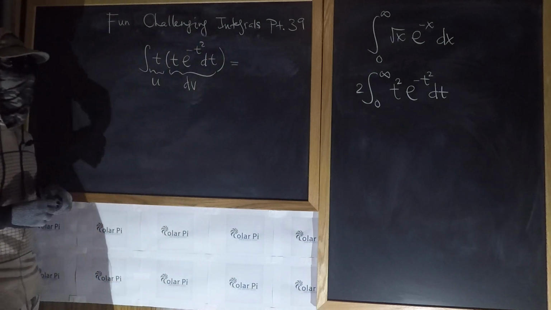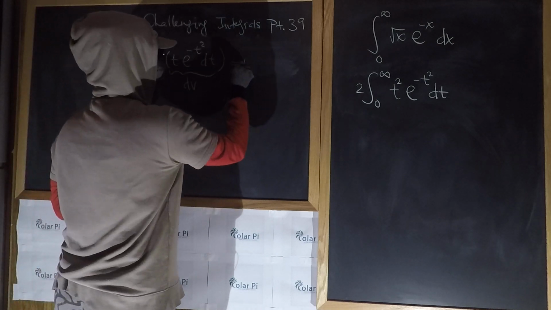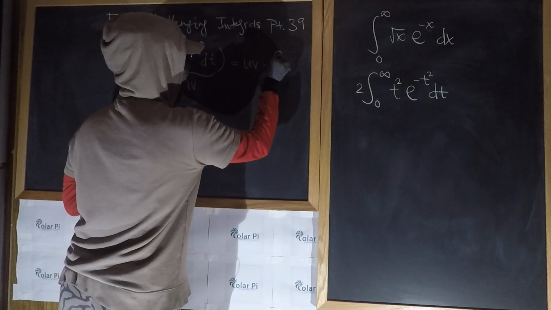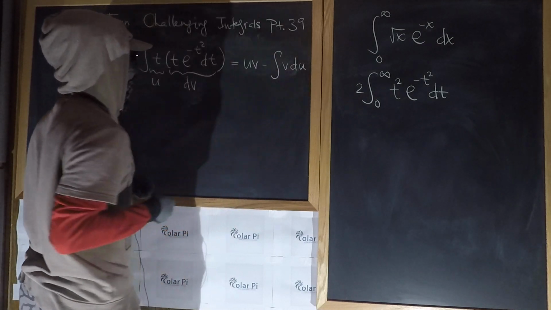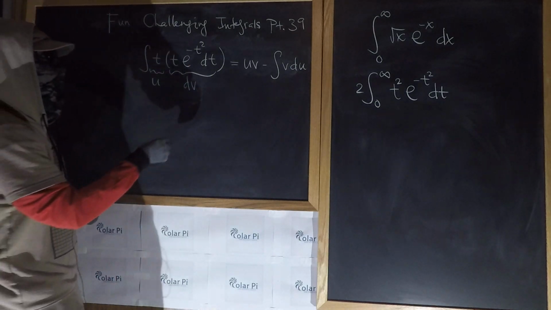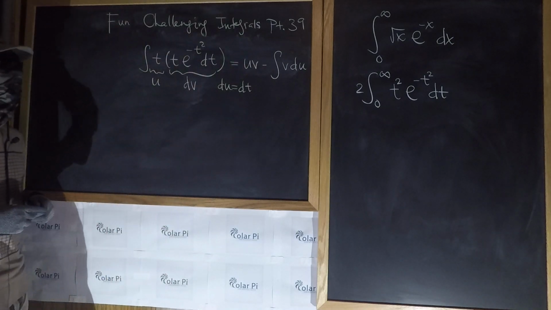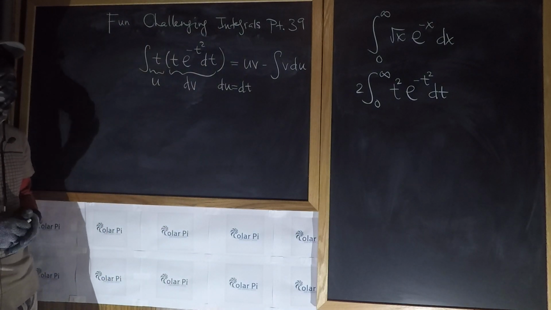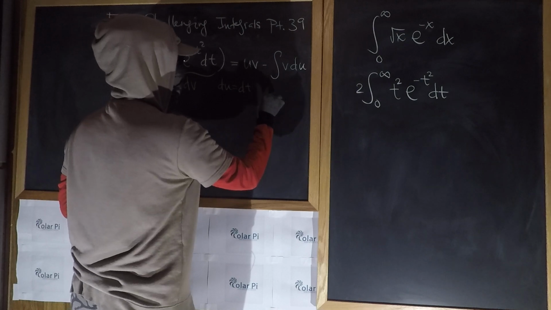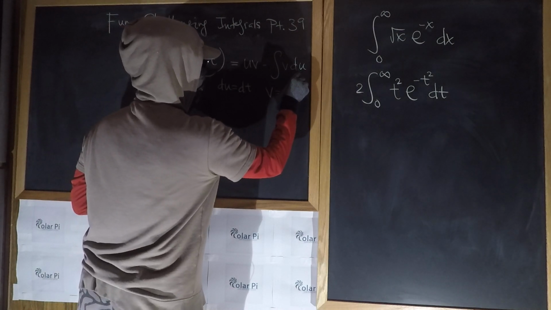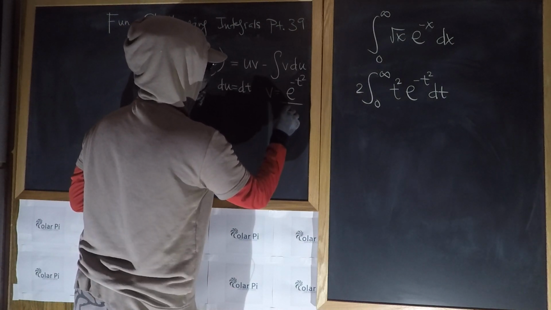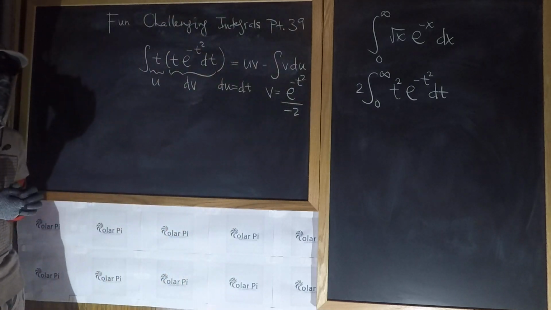Then we know the integral of u dv is uv minus the integral of v du, right? So if this is u, then du is dt, right? And then if this is dv, then v has to be e to the minus t squared divided by minus 2. It's pretty straightforward to see that.